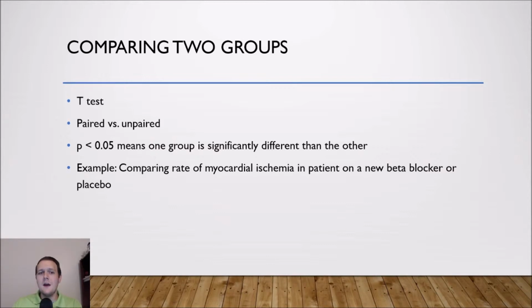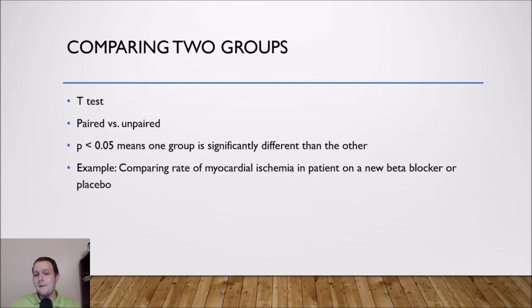Most of the time you're going to see unpaired t-tests being used because the groups will have no relationship to one another. And again, a p-value less than 0.05 generally means that one group is statistically significantly different than the other one, right? Now, just because your p-value is low doesn't mean that it expresses anything about the actual size of the difference between the groups. It just means that there is a difference there, okay?